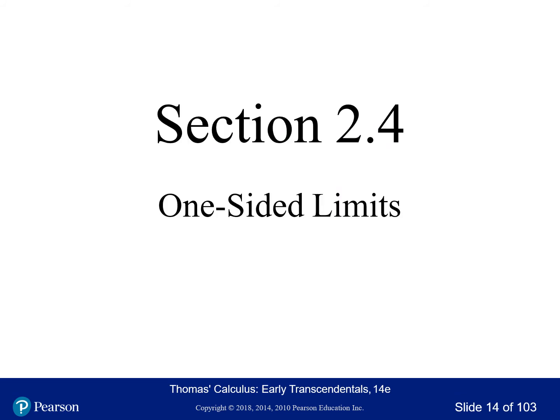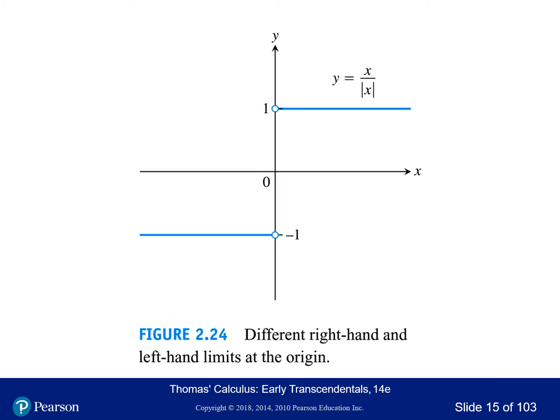We're going to go ahead and look at one-sided limits. Over here we have different right-hand and left-hand limits at the origin. Here is the equation. We have y equals x divided by mod x. So x divided by mod x, we can write it as y equals plus 1 if x is greater than 0, and negative 1 if x is less than 0.